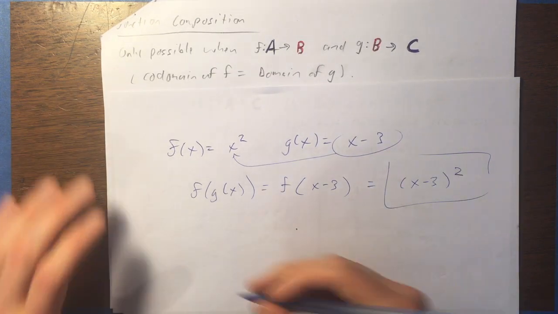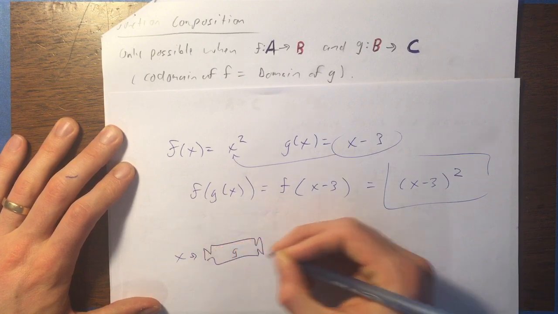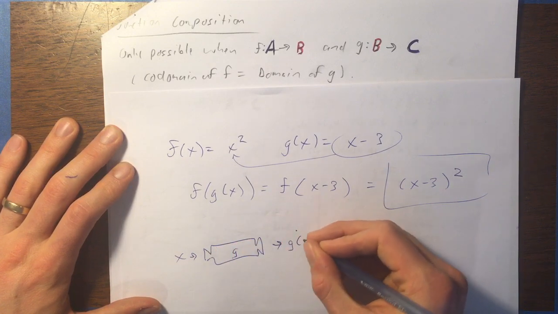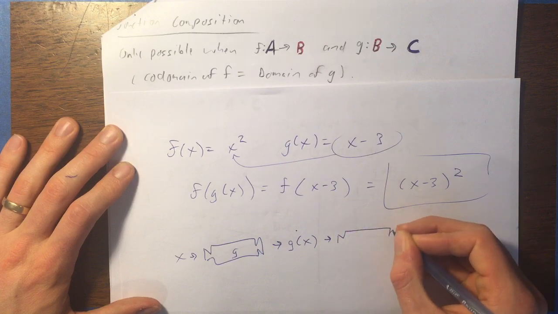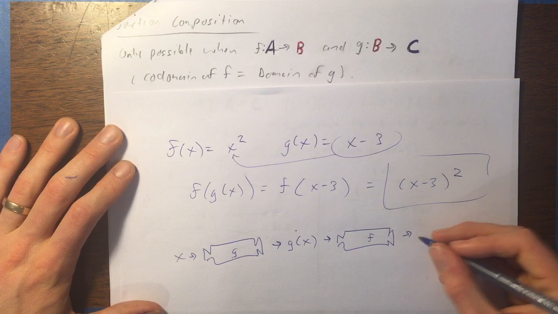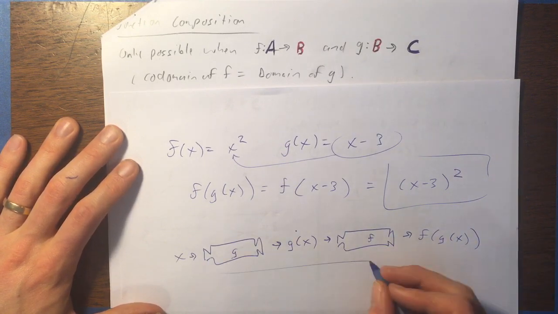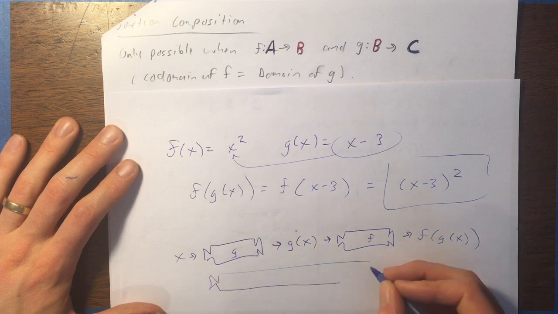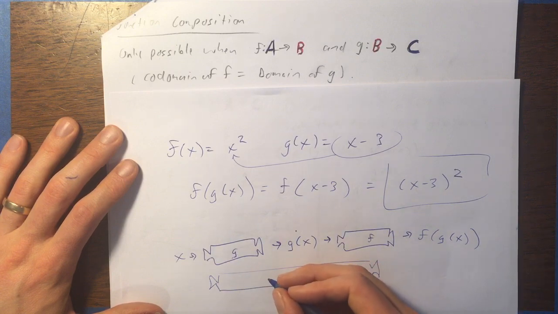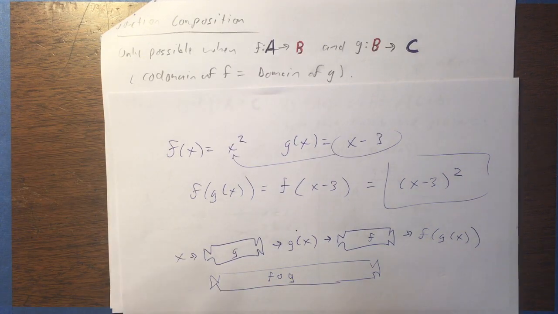So the idea is, x goes into one function, let's call it g, some output comes out, and then that output goes into the next function, we'll call it f, and then what comes out of that is another output. So this is f of g of x. It's essentially sticking functions together in a sequence and producing a superfunction which is a combination of the other two functions. So that's function composition.